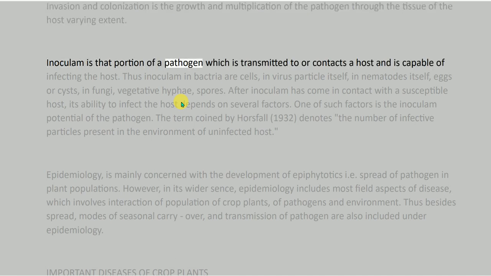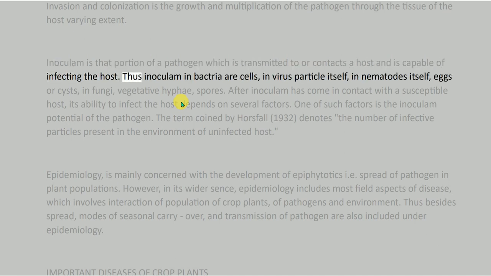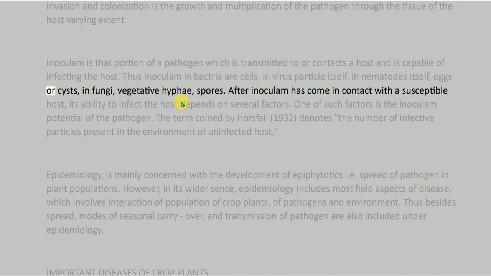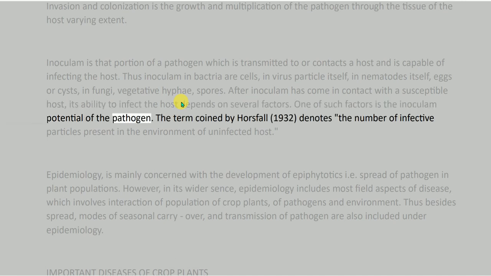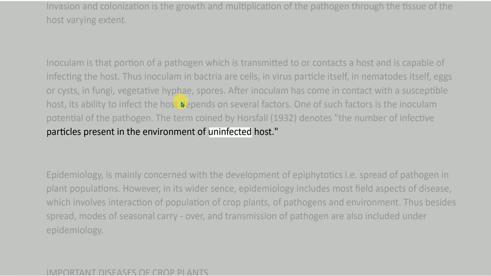Inoculum is that portion of a pathogen which is transmitted to or contacts a host and is capable of infecting the host. Thus inoculum in bacteria are cells, in virus the particle itself, in nematodes the nematode itself, eggs or cysts, in fungi, vegetative hyphae, spores. After inoculum has come in contact with a susceptible host, its ability to infect the host depends on several factors. One of such factors is the inoculum potential of the pathogen. The term, coined by Horsfall, 1932, denotes the number of infective particles present in the environment of the uninfected host.